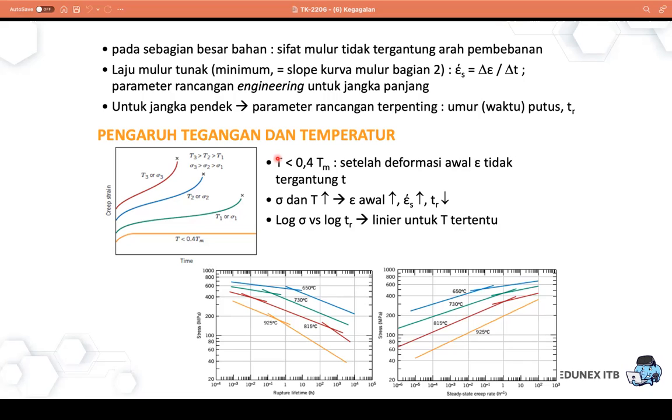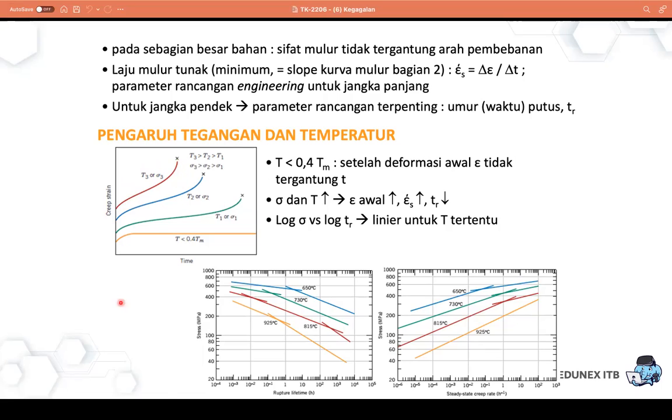Okay, so here the temperature should be lower than 0.4 of the melting point, and you can see that the strain is going to increase at higher temperature compared to the low temperature. If you have higher stress, ya, Anda punya beban yang tinggi atau Anda punya temperatur yang tinggi, that will cause a mulur or a creep strain for that one.